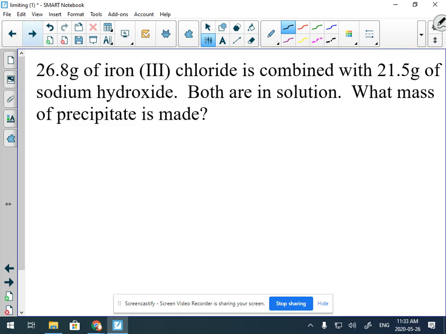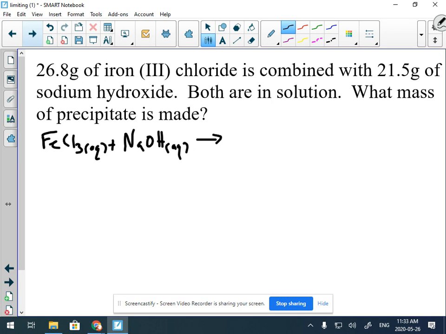Okay, one more. We've got 26.8 grams of iron 3 chloride, and that's reacting with sodium hydroxide. Both are in solution. What mass of precipitate is made? Okay, so we got to write out a reaction. Iron 3 chloride is in solution. Sodium hydroxide is in solution.